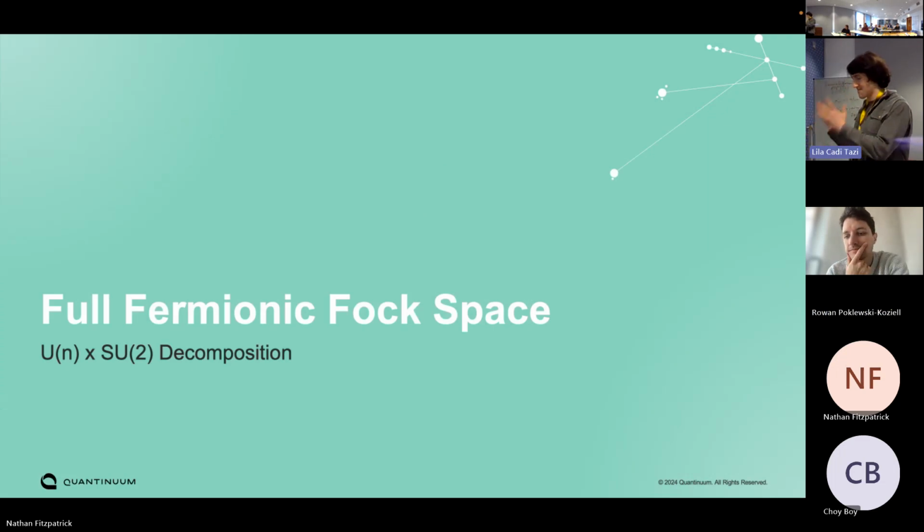So basically, the characters can be interpreted by the Schur polynomials, which allow representations to be decomposed through the theory of symmetric polynomials. And we can now apply this to the full Fermionic Fock space, and then use this U, it should be D here, but U(d) plus SU(2).